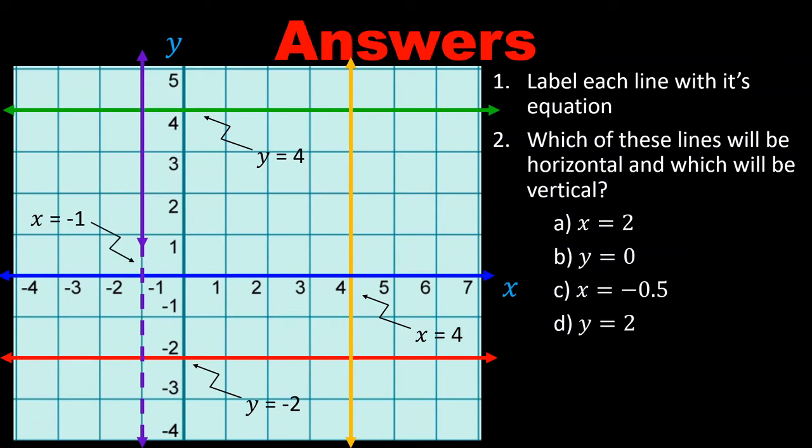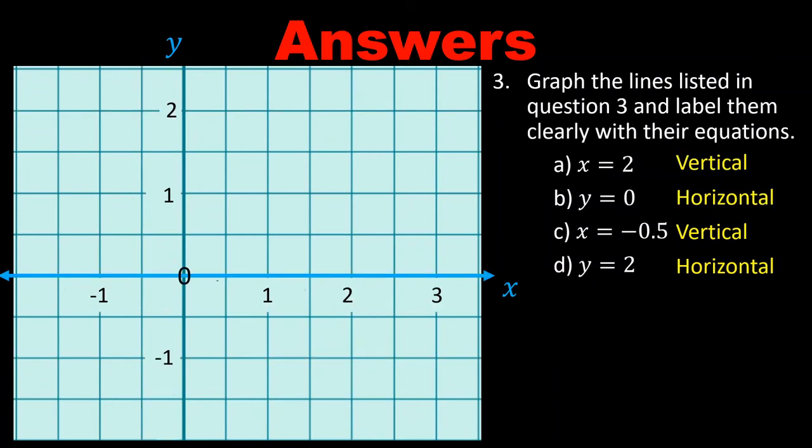On to question 2. You should be able to tell just by looking if these are horizontal or vertical lines. X equals a number will be a vertical line. Y equals a number will be a horizontal line. Even if x equals a negative number or a decimal number, it's still a vertical line. And y equals a number, that's a horizontal line. Let's have a look at what these look like graphed now.